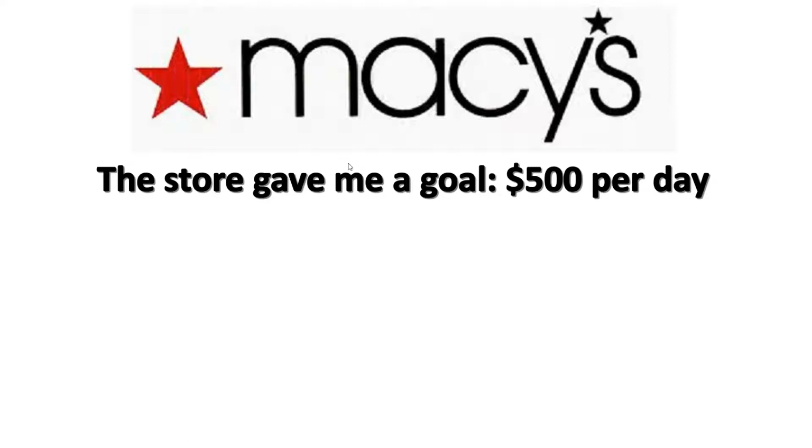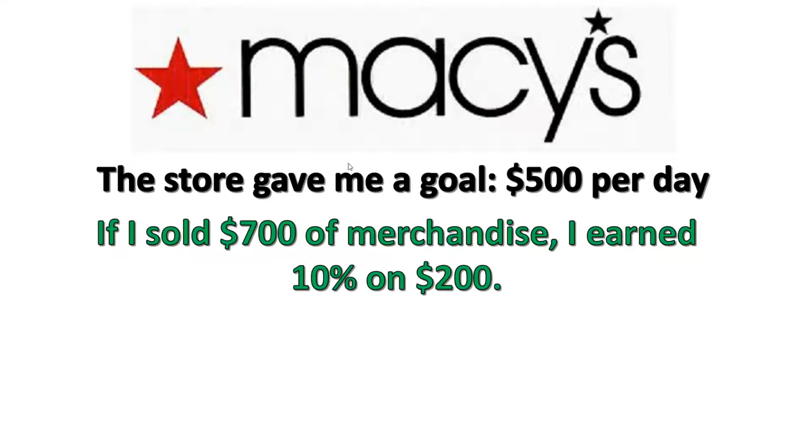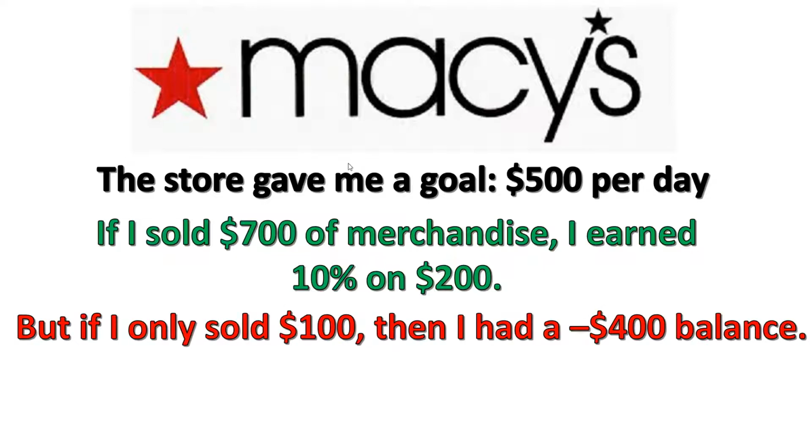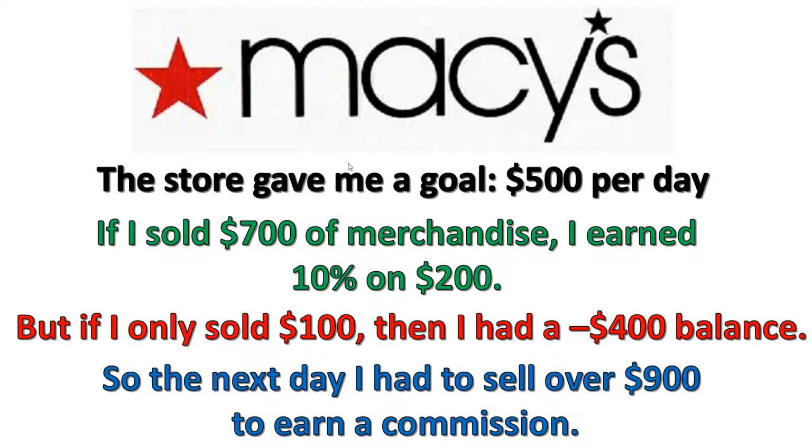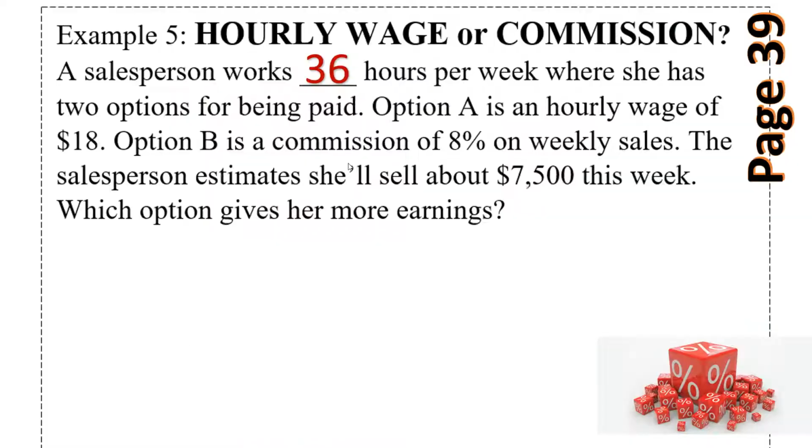Okay, so just to share an example of this, I used to work with Macy's when I was in high school, and the store gave me a goal of selling about $500 worth of clothes per day. So if I sold $700 of merchandise, I earned 10% on the extra. So if I went over my goal, 700 minus 500 would be $200 that I get to earn a commission on. But if I sold $100, then they said, well, you didn't reach your goal of $500. So now you're in a deficit. So you don't earn anything on the $100 you sold. And the next day, now you have to sell 500 plus the 400 you didn't sell the previous day in order to earn a commission. So commission can be kind of tricky.